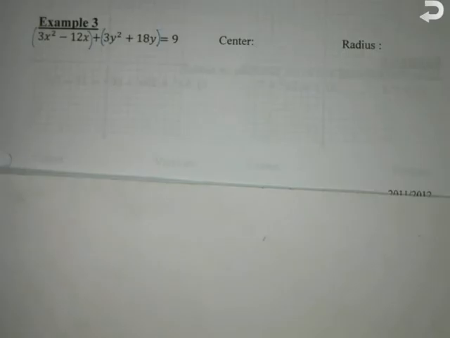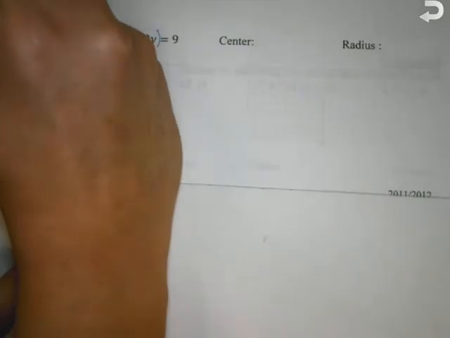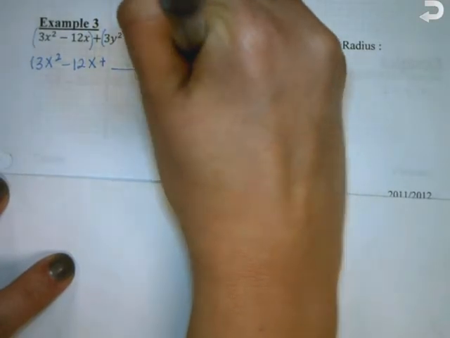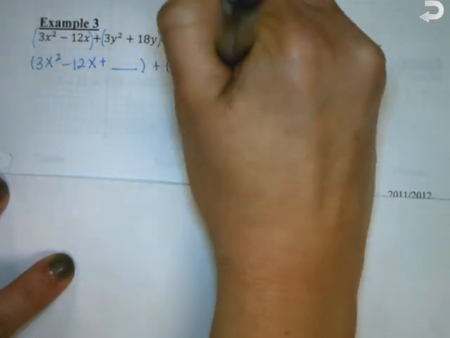And then let's rewrite it filling in the blanks. So we have 3x squared minus 12x plus blank plus 3y squared plus 18y plus blank equals 9. Okay, question.